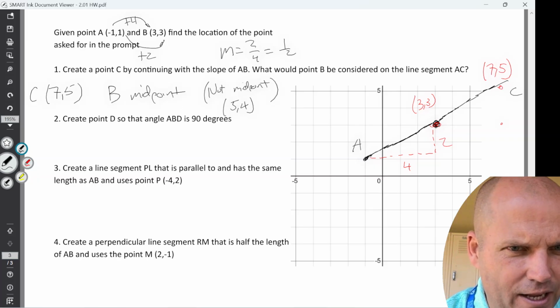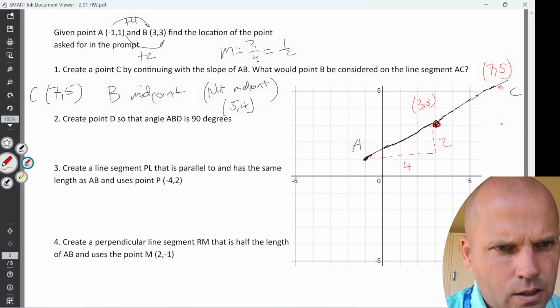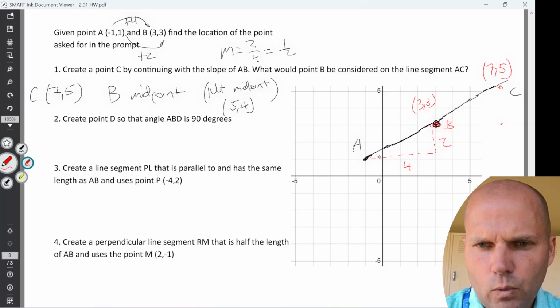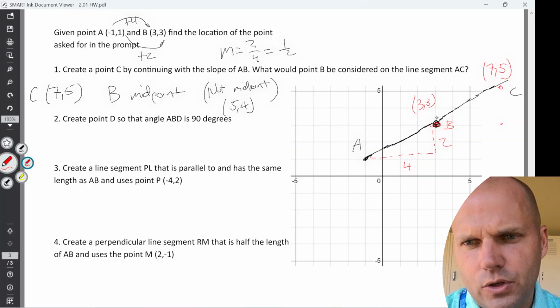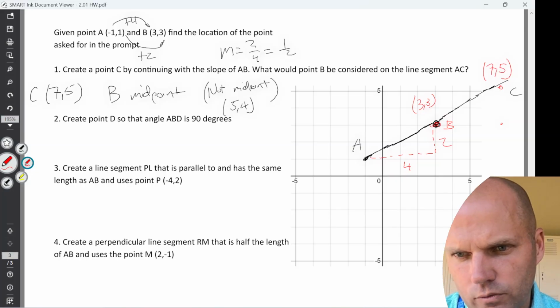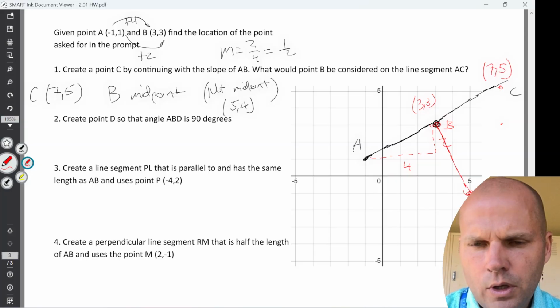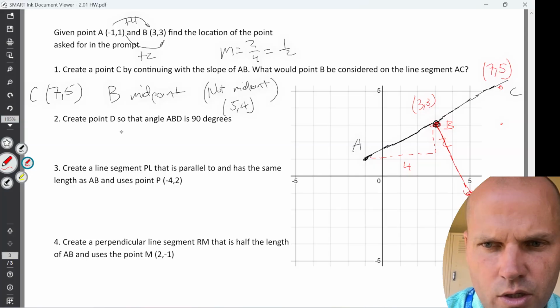Create point D so that angle ABD is 90 degrees. Okay, ABD. Well, I can go right 4, up 2. I can go down 4, right 2. Down 1, 2, 3, 4, right 2 from point B. And this creates a perpendicular slope. Opposite reciprocals, it's like a symmetry situation.